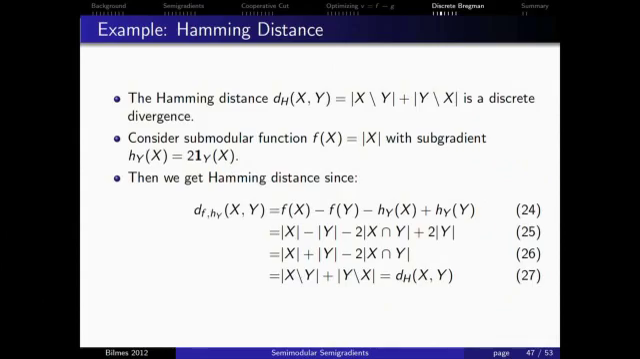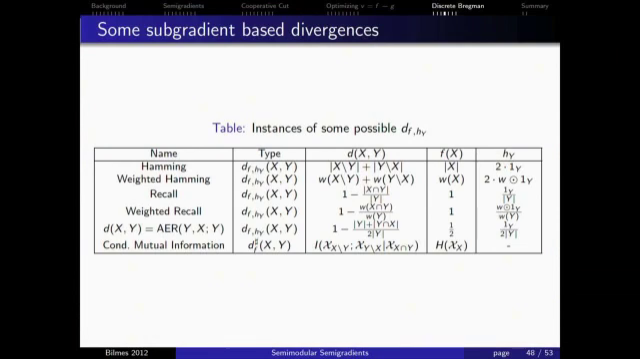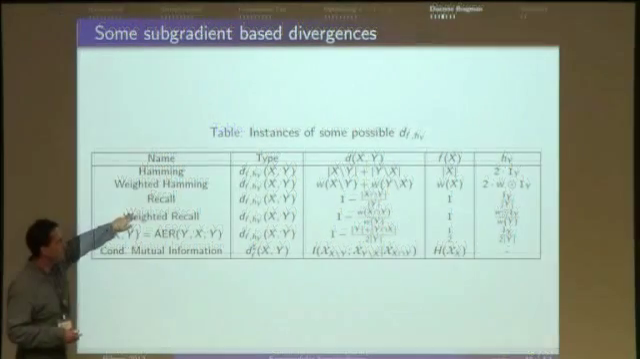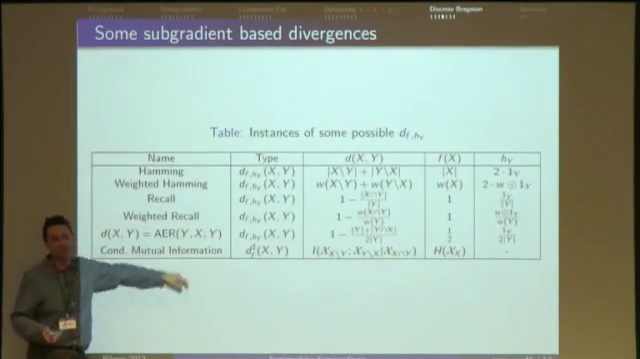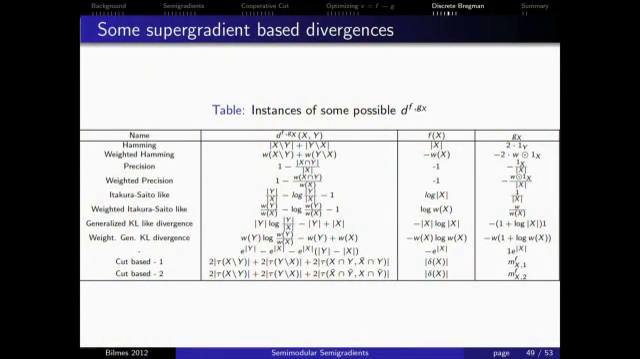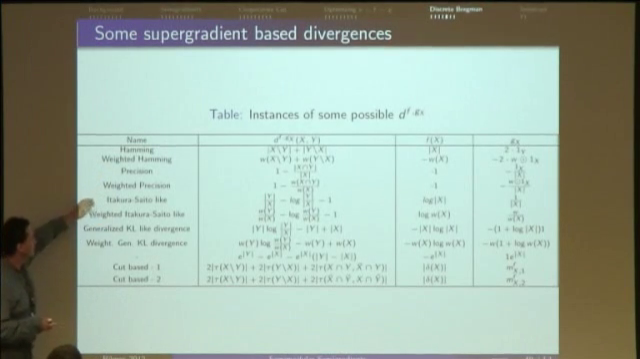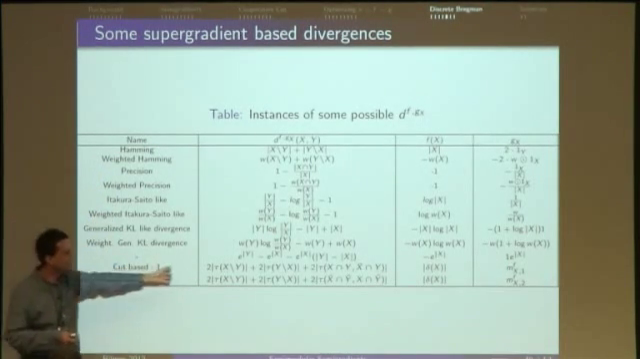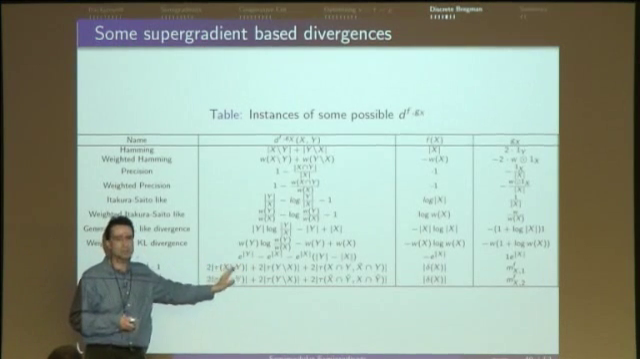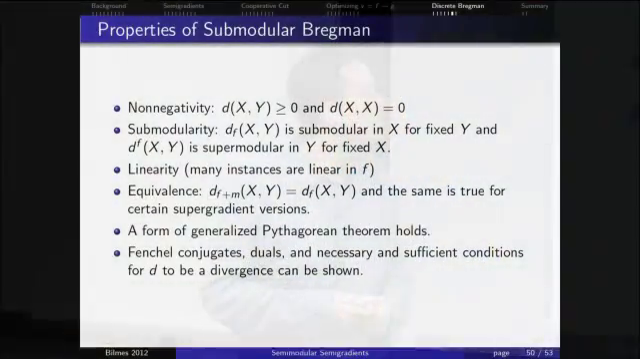You can, for example, get Hamming distance, which is a discrete divergence. But of course, Hamming distance isn't the most interesting thing. There are many other ones like recall and weighting recall, something which is called alignment error rate, which is used in machine translation. You can generate conditional mutual information. With the supergradient versions, you can again do Hamming and precision measures and other measures like the Itakura-Saito and generalized KL divergence-like things, and some number of interesting ones based on cuts, which we don't necessarily have a good interpretation of yet, but still, it's a form of divergence.